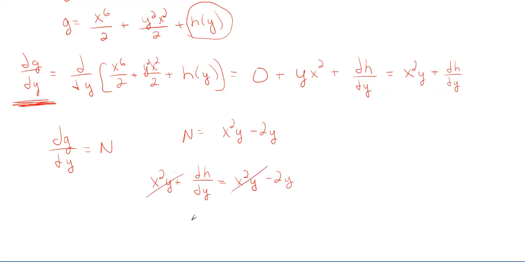Well, the x squared y's are going to cancel from each side, so I'm left with the partial derivative of h with respect to y is equal to minus 2y. Okay, so now that we just have the partial derivative of h with respect to y by itself, what we can do is integrate both of these sides, and then we can get our constant, in quotes, our constants h function. So let's do that on another sheet here.